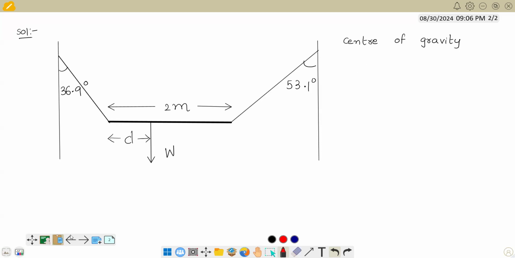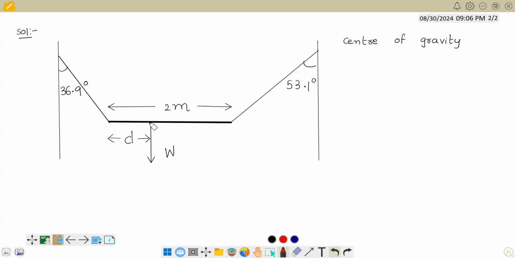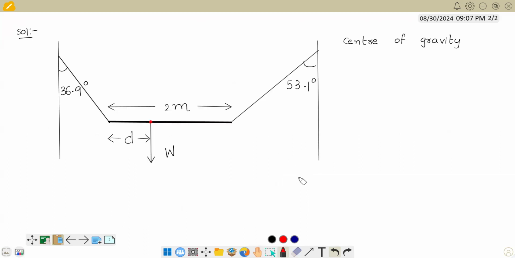But since the question is giving that this is the center of gravity, we will take this point as the center of gravity. Center of gravity, in simple terms, I will not get into the details, is where we draw the net weight of the body. So here the net weight W is acting from the center of gravity. The weight of the bar is given as W. Now let us try to solve this problem.